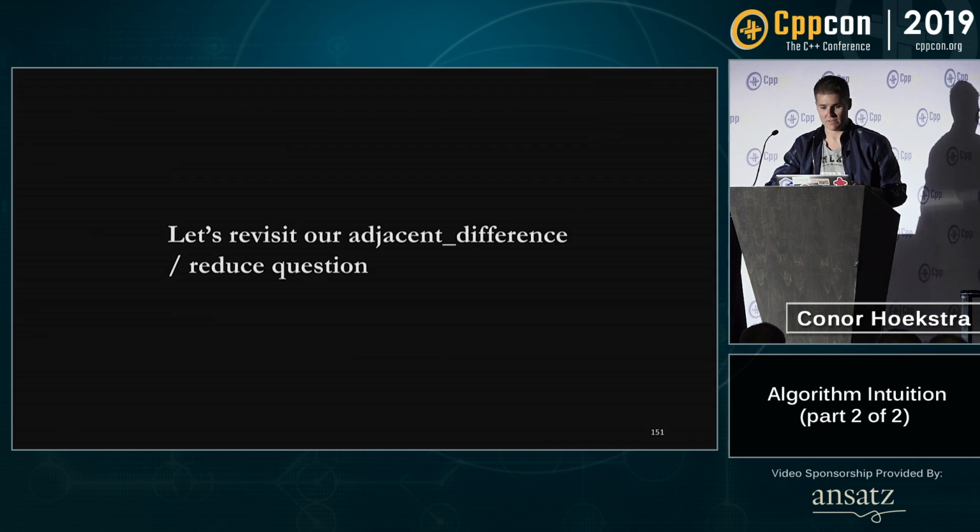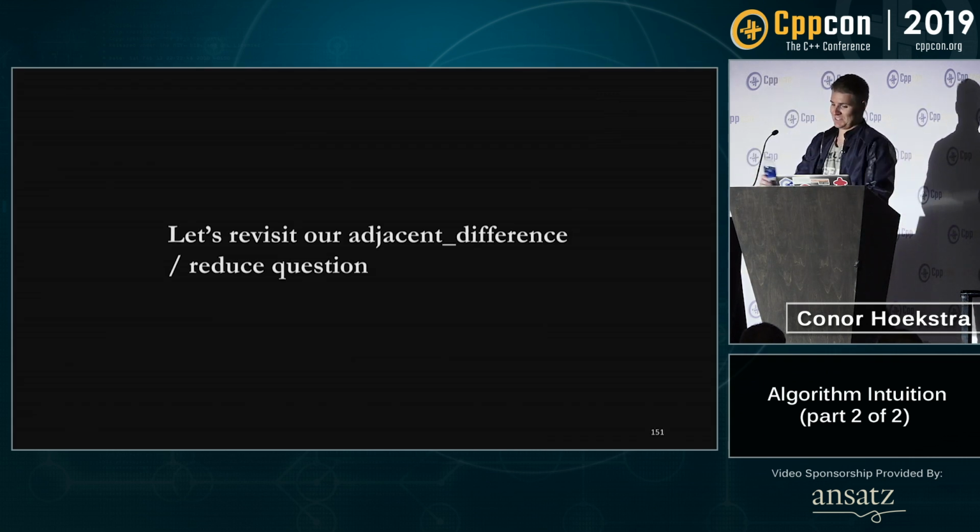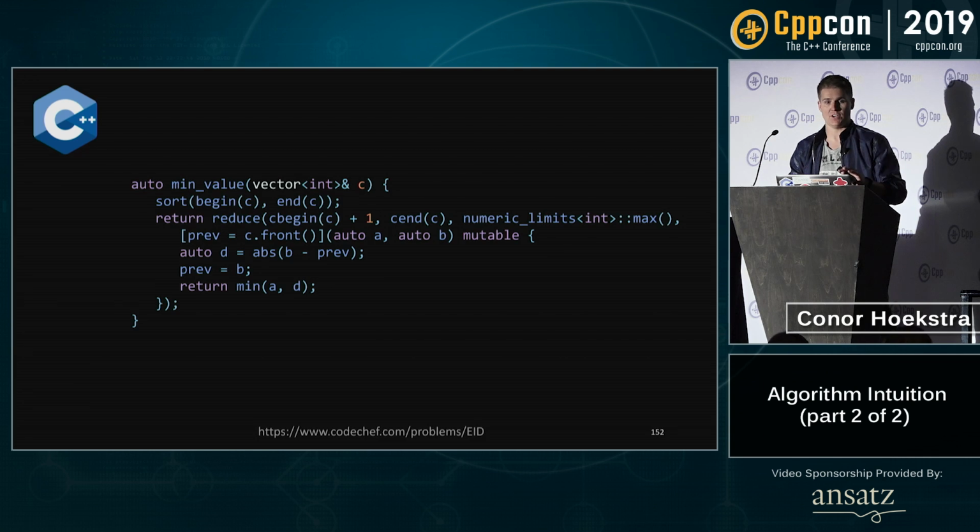So missing the n. So let's revisit. This is great. So this is one of my favorite parts of this talk. Let's revisit the adjacent difference reduce question that we looked at. So this was where we left off, where we are trying to find the minimum difference between elements in a list. So can anyone see, I know Mikhail, he sees, because he stated it earlier in part 1, how we can use inner product or transform reduce to solve this?